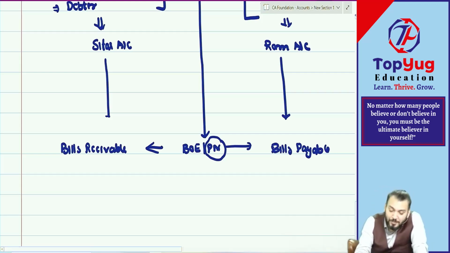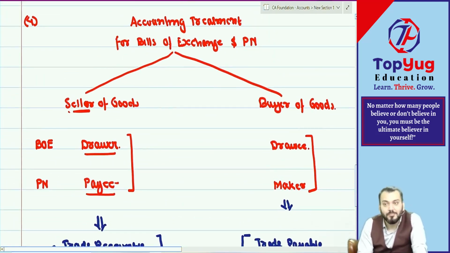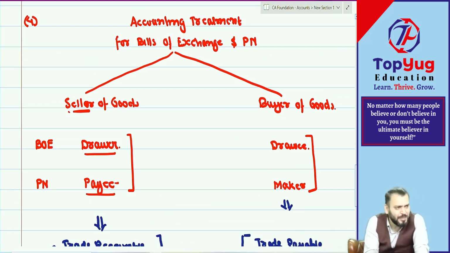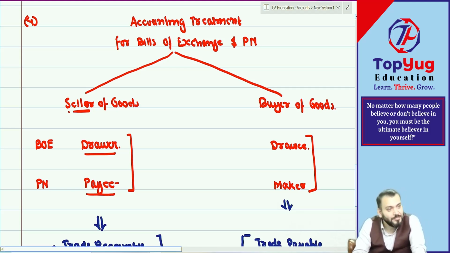Whenever I say bills of exchange, it means in the books of the drawer, and when I say promissory note, it means in the books of the payee. But both are the same person only. The accounting treatment for the drawer in case of bills of exchange and the payee in case of promissory note will be the same, because both are sellers of goods. Are you able to understand? Have you understood this point? Correct. Any doubt? No doubt.